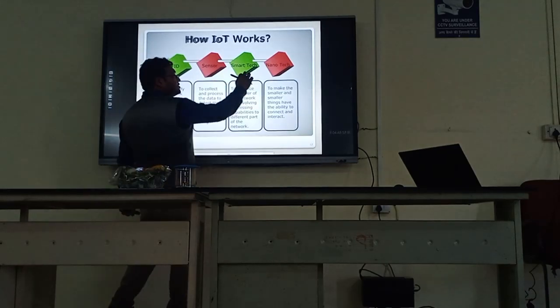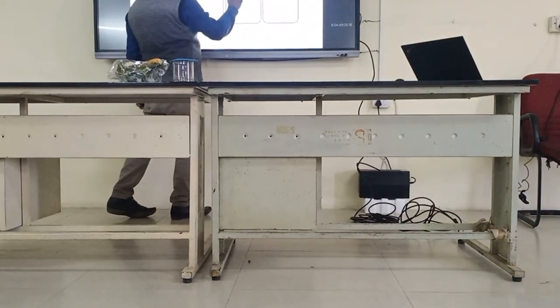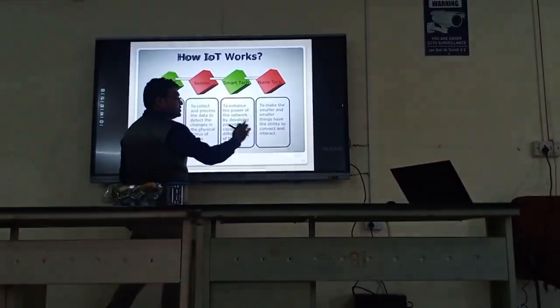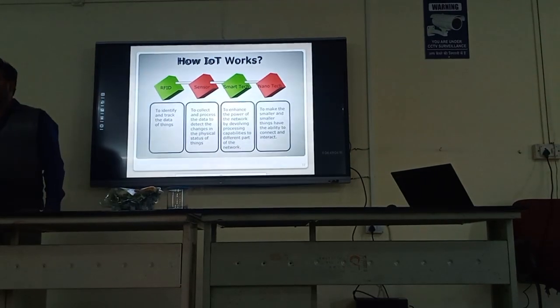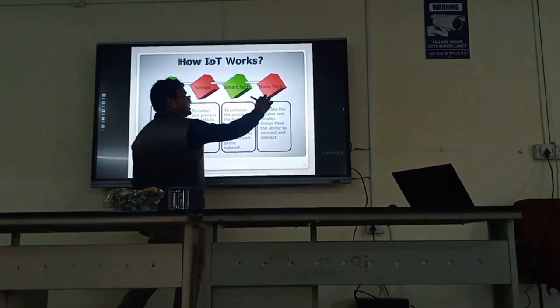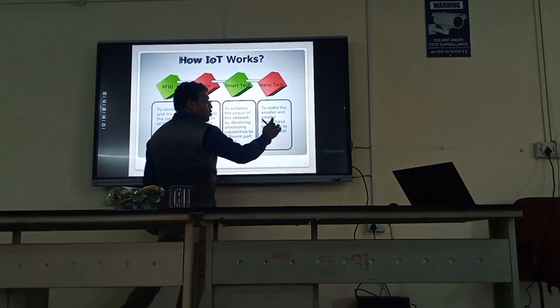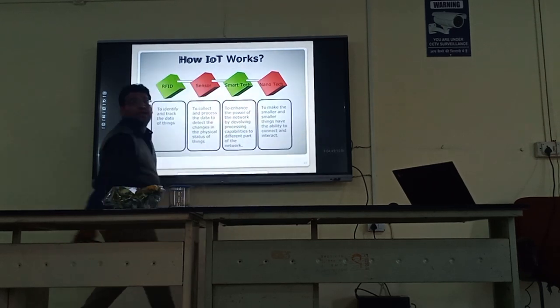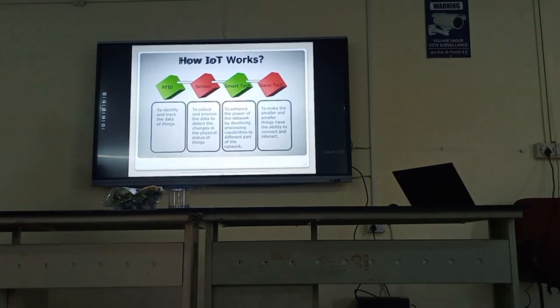Coming to smart technology, it enhances the power of the network by deploying processing capability in different parts of the network. And the last one is nanotech, to make smaller and smaller things that have the ability to connect to the internet. So whenever we deal with IoT, we follow these principles in order to employ an IoT device.